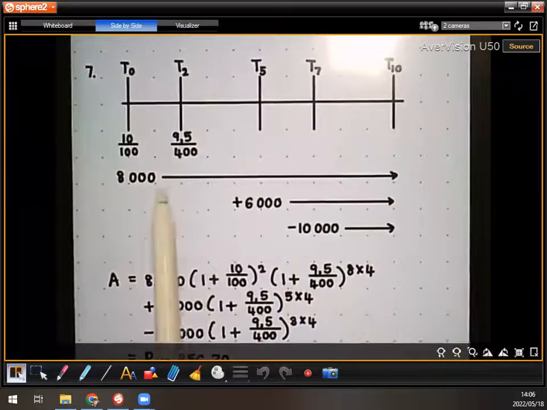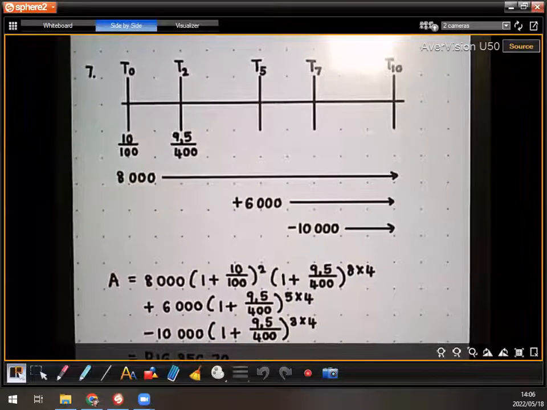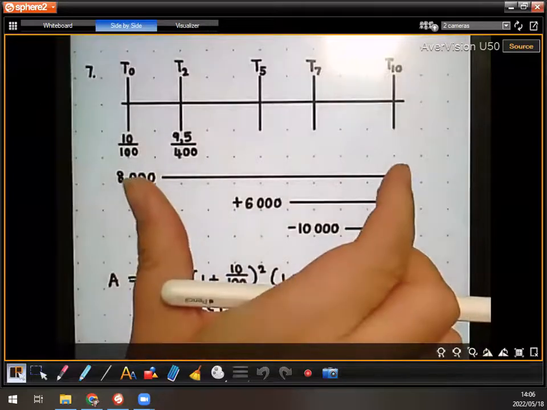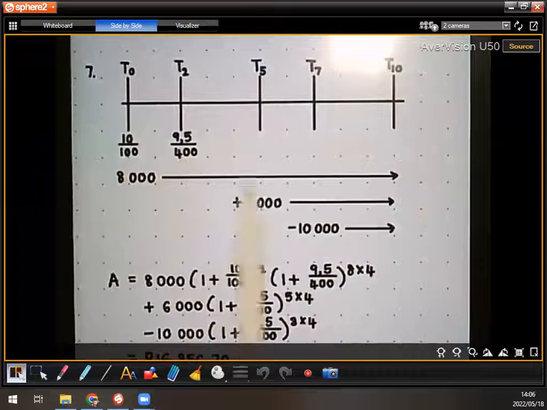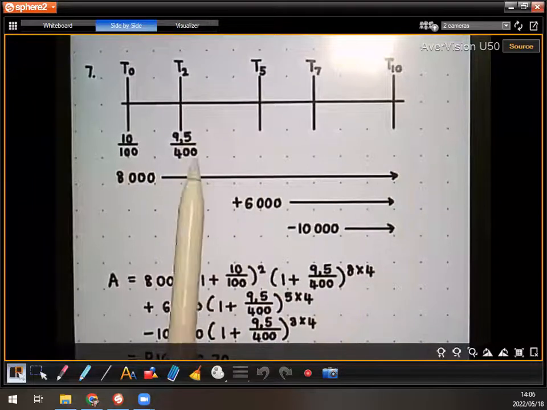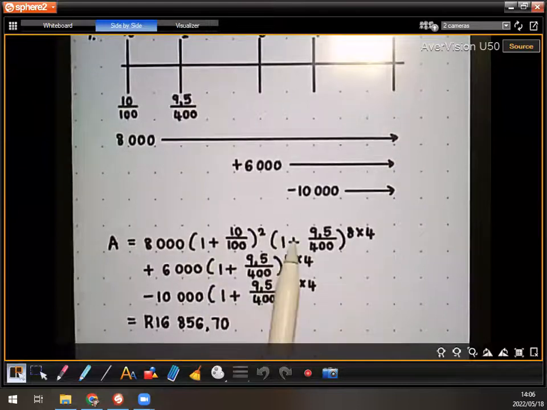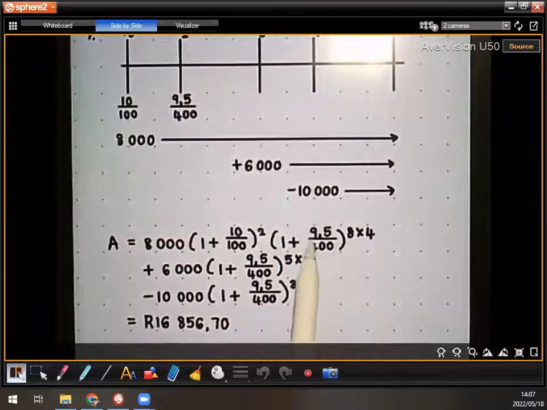Now remember, again, we just do a separate calculation for each amount that's been added or withdrawn. All right, so for the 8,000, that is 10 years in total, but you have to do 2 years at 10%, and then 8 years at 9.5%. Okay, so that's why there are 2 brackets for that one. 2 years at 10%, and then 8 years at 9.5% quarterly, so that's 8 times 4 times a year.